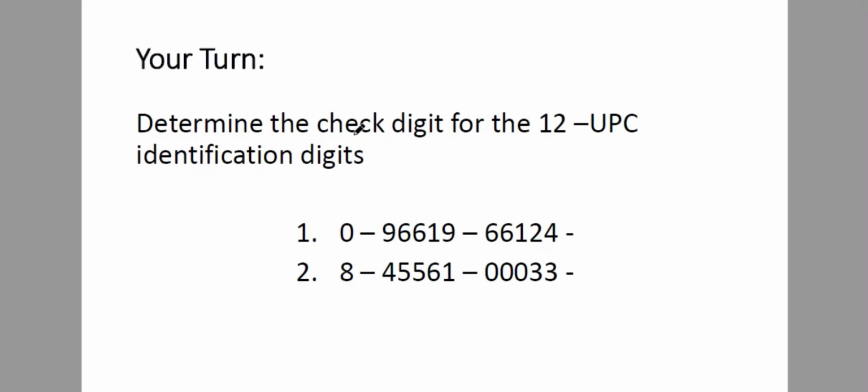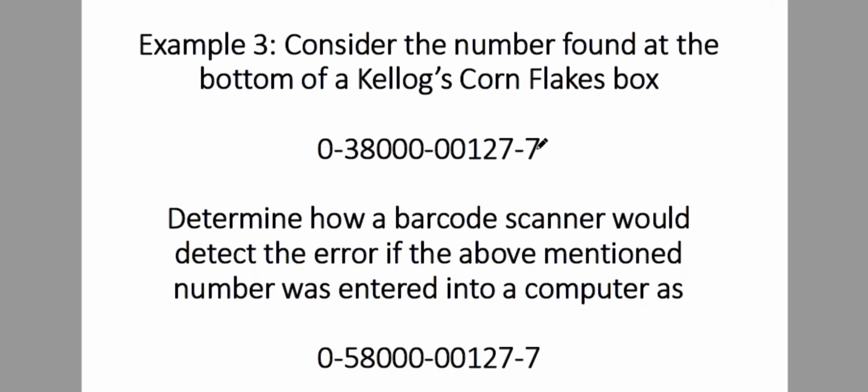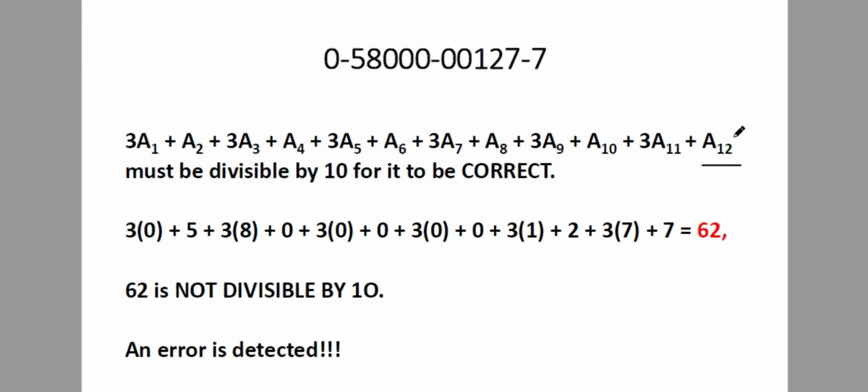Our previous examples were to find A12, so that is why we used the other expression. But if we need to verify whether it's valid or not, we will use this complete expression, including A12. So if you use your calculator, you will get 62. And take note, 62 is not divisible by 10. Because of this, the UPC is not valid. So an error is detected. Again, it should be divisible by 10 to be valid.